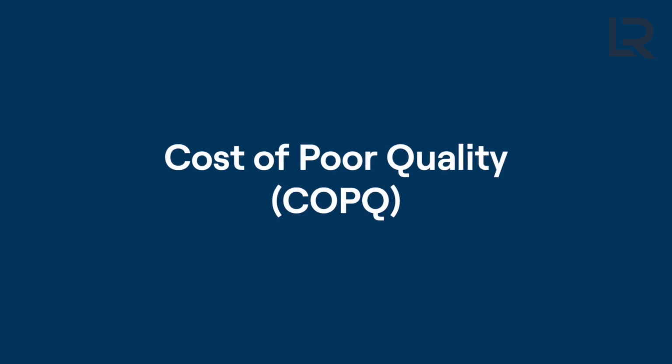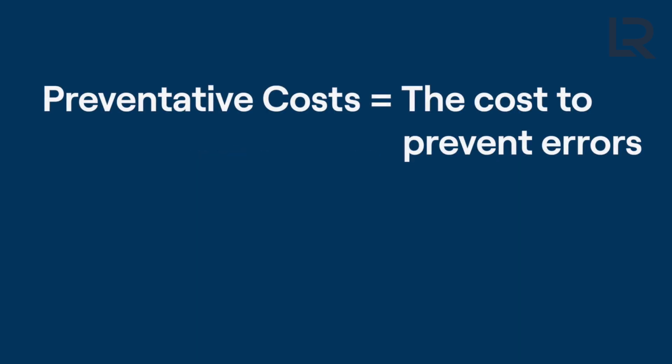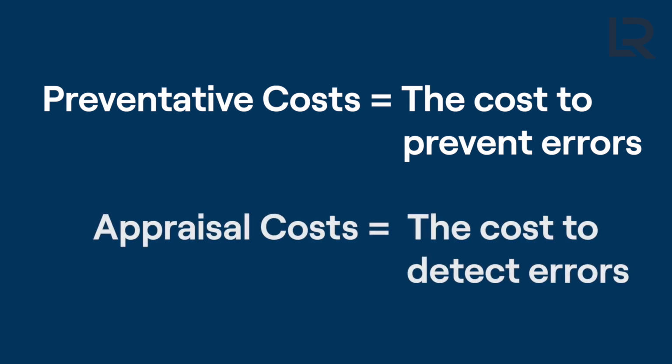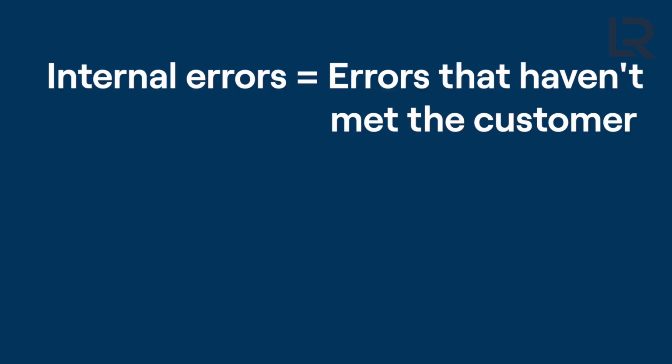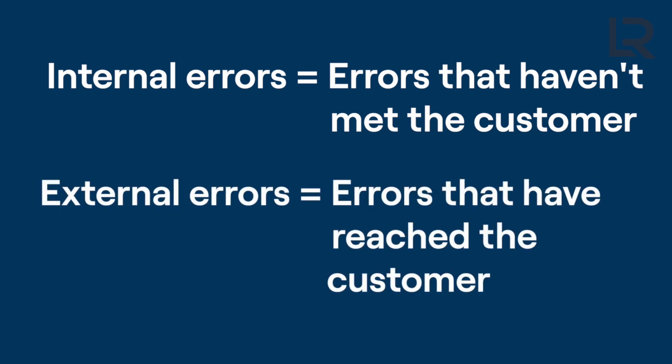Cost of poor quality, known as COPQ, is what aligns with the dollar impact of the issues that you are addressing in your project. You want to understand the preventative cost, the cost to prevent errors, and appraisal cost, the cost to detect errors in your process. Internal errors are the errors that haven't made it to the customer yet. These are the things that you've caught in-house. The most crucial failures to fix are your external errors. This is when your faulty product or service reaches the customer.